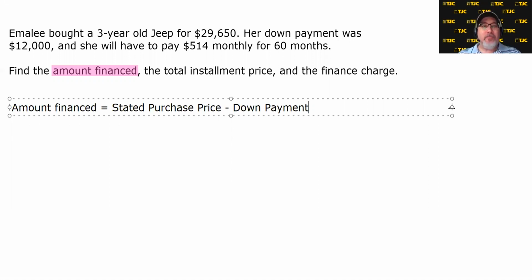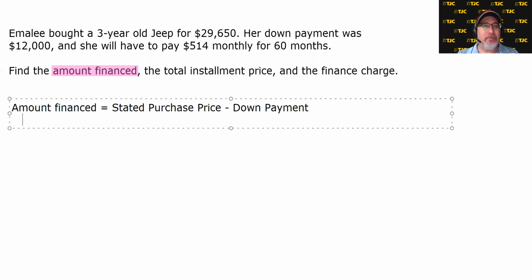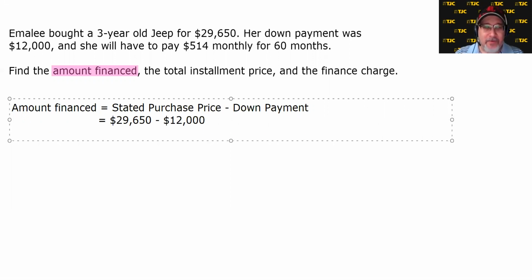So let's figure out what the amount financed is here. The stated purchase price of the Jeep was $29,650. The down payment is $12,000. And the difference is pretty easy to calculate because 29 minus 12 is just 17. So the difference is $17,650.